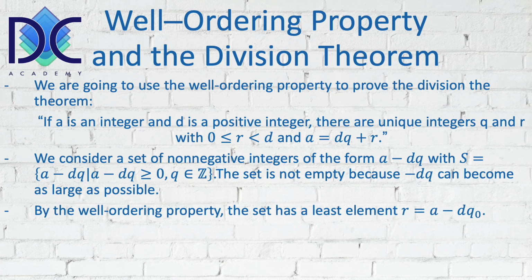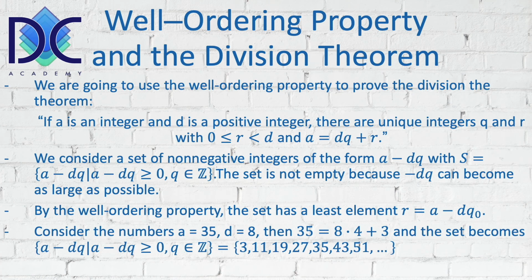Now, by the well-ordering property, the set has a least element, and that least element is r equal to a minus dq0. So the dq0 is the lowest quotient that we can find. Now, consider the numbers a equal to 35 and d equal to 8. Using the division theorem, I can say that 35 is equal to 8 times 4 plus 3. So 8 is the divisor, 4 is the quotient, and 3 is the remainder.